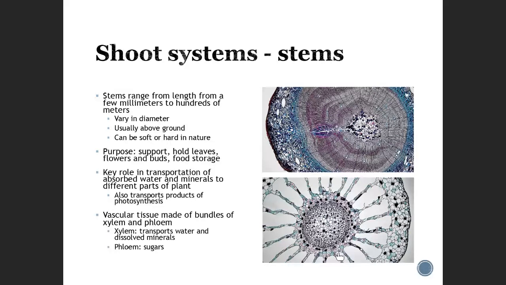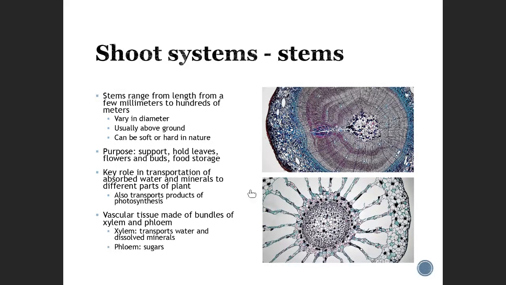One is a tree and one is a more, I forgot what type of plant this bottom was. And when you see the stems, they're usually going to be above ground, and you can see a variety. They can be soft or hard in nature. Now, their purpose is support, holding the leaves, flowers, and buds, and also a place for food storage. Now, one of the key roles is transportation of water and minerals to different parts of the plant.